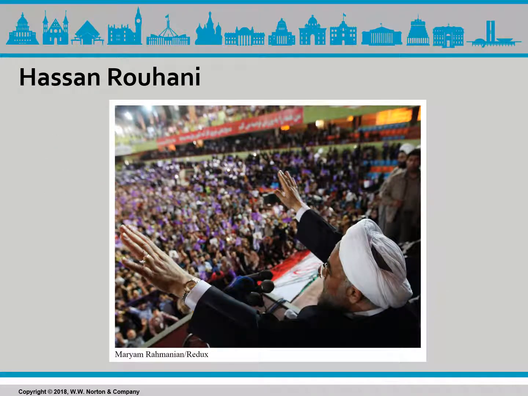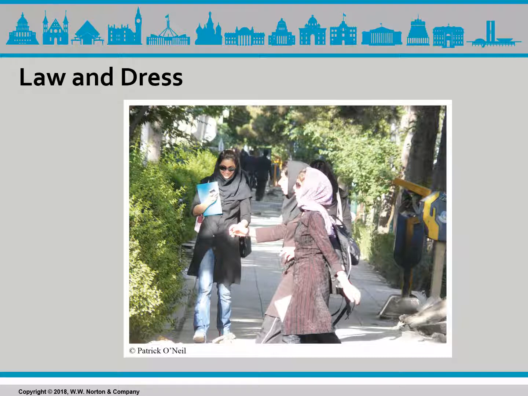So that is a picture of Hassan Rouhani speaking to his masses after winning the election. This is the law and dress. Again, remember in 1934, Reza Shah had banned the hijab. Of course, now it has made a huge resurgence; it is seen that you need to be wearing it as a female in the country of Iran.